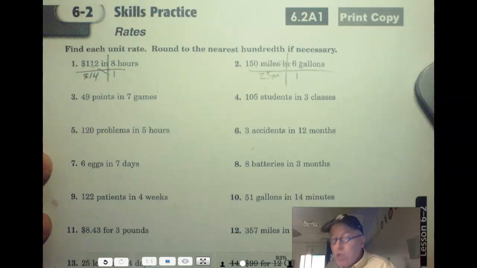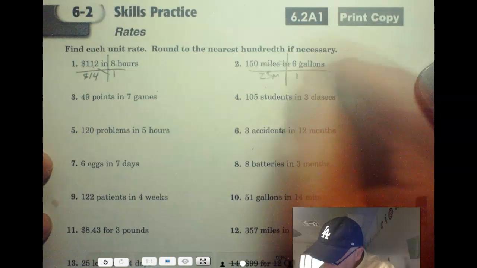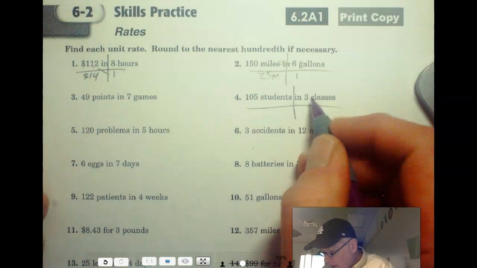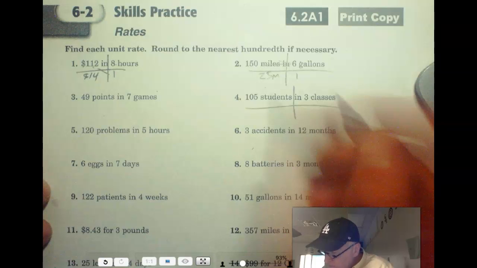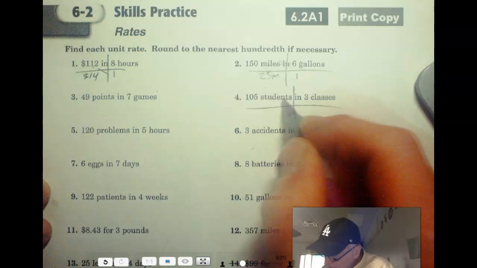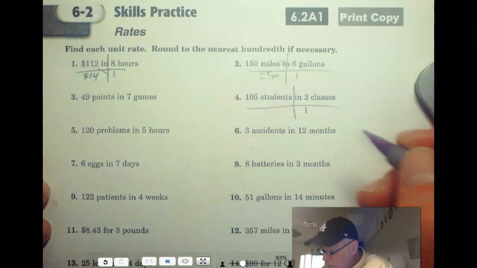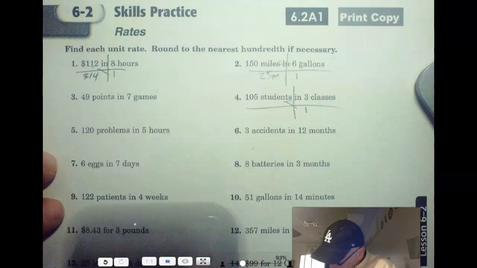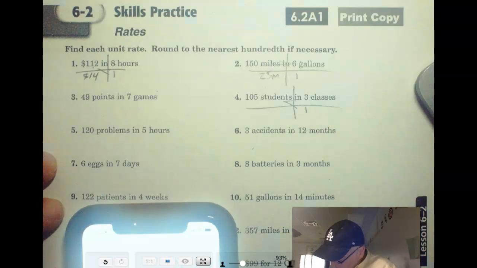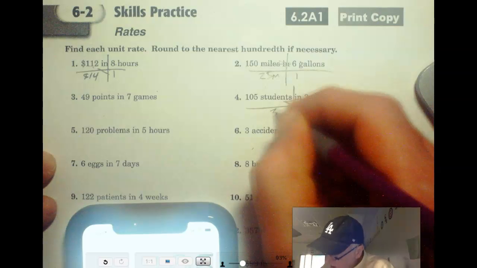105 students in 3 classes. Well, again, do we want to know how many classes per student or how many students per class? We want students per class. We're going to put down 1 here and find out how many are in 1 class, and then we just divide that out. 105 divided by 3 gives me 35 in 1 class.